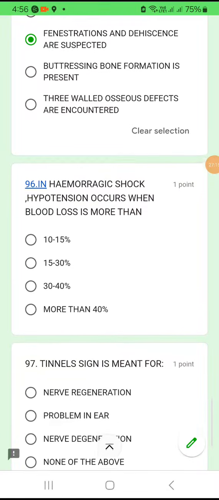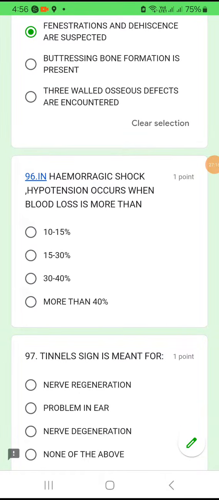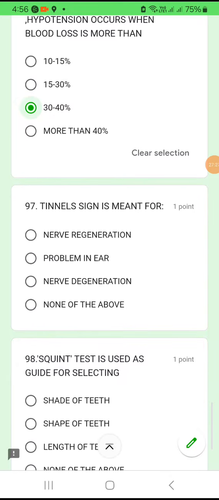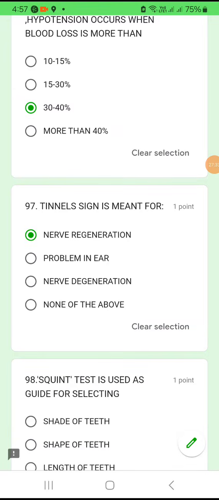Okay. Question number 96. In hemorrhagic shock, hypotension occurs when blood loss is more than 30%. So 30 to 40% will be the answer. Okay. Question number 97. Tinel sign is meant for what? Nerve regeneration. Okay, to check whether there is a nerve regeneration.